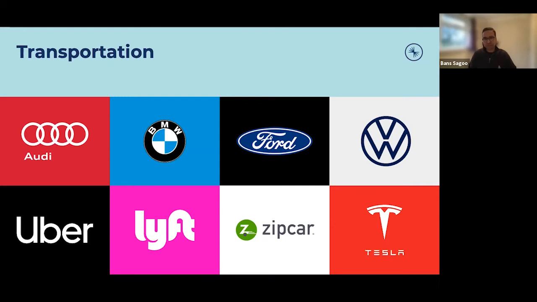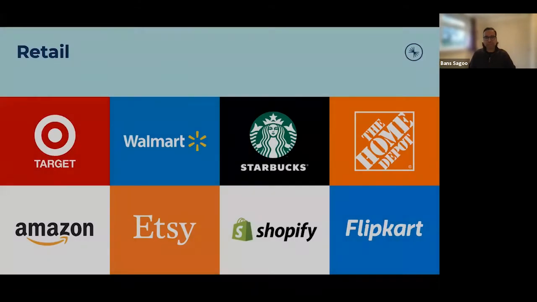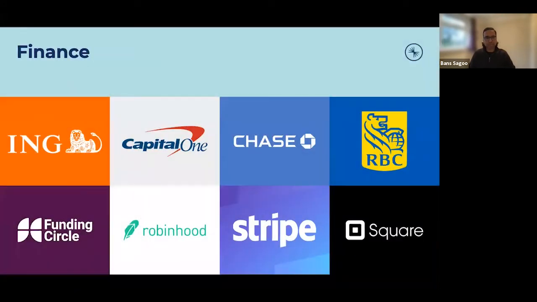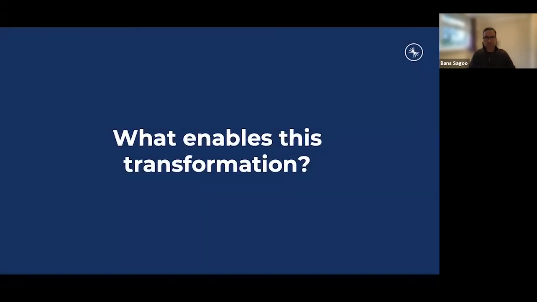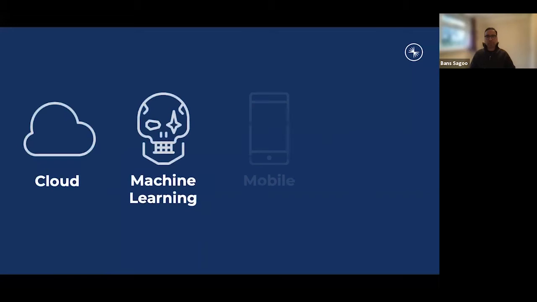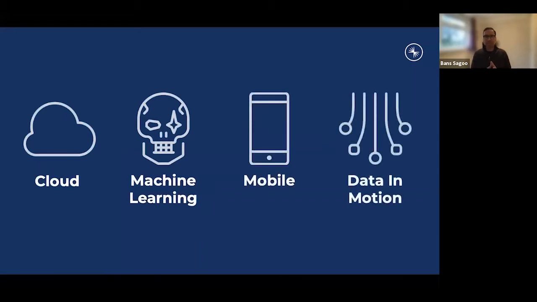So you'll recognize some of these names in transportation, but it's not just transportation. It's happening in retail, it's happening in finance, it's pretty much happening everywhere, right? So I guess the logical question is, well, what enables this transformation? Why is this happening? And we call out a couple of trends here. Obviously, there are a lot of things which are impacting this, but there are a couple of key trends that we want to call out.